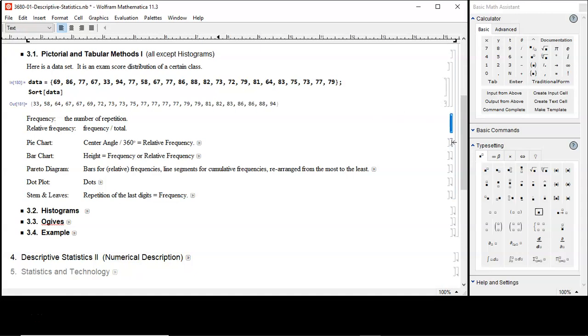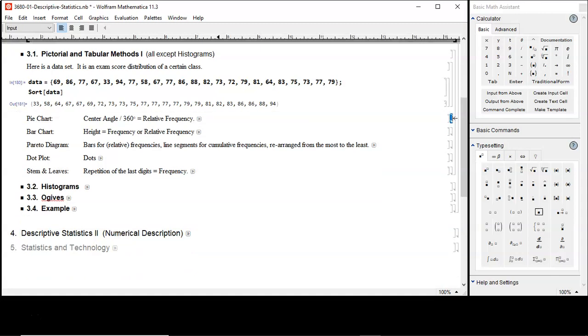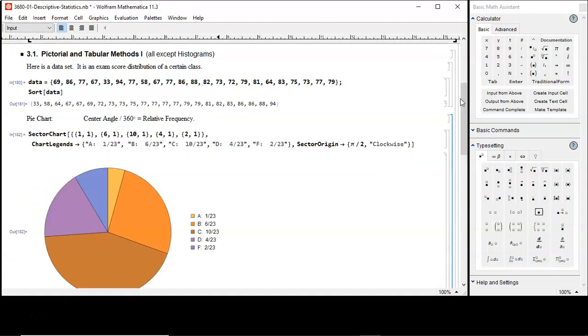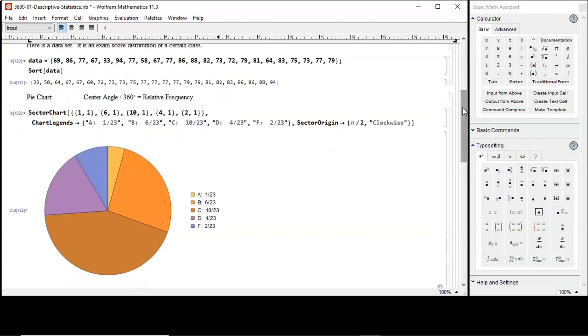And one way to describe this data set using these concepts, frequency and relative frequency, is a pie chart. Here we go. We have 1 student in A, 1 out of 23, 6 students in B, 6 out of 23, 10 students in C, 10 out of 23, etc.